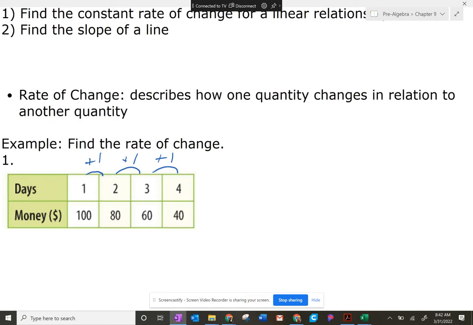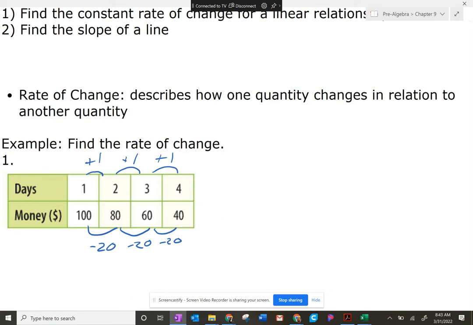Now I'm going to look at the money side of it. I'm starting with 100, and then the next day I have $80. What's happening there? It's going down by 20. Losing $20. What about here to here? Minus 20. Here to here? Minus 20. Are these numbers the exact same?